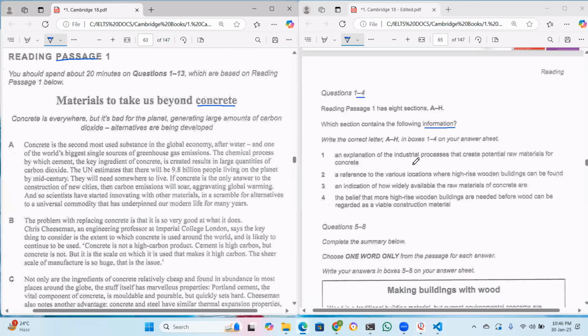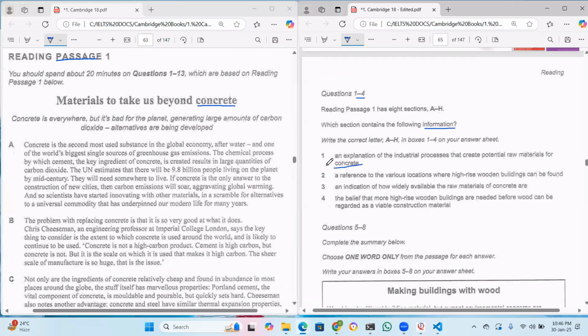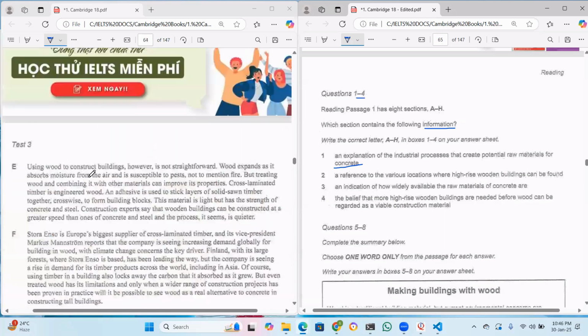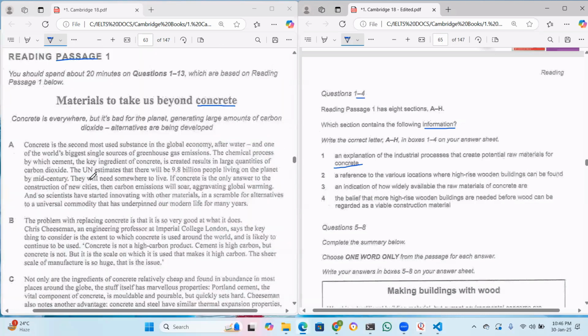If I read statement 1 and then go through the paragraphs A to H, it will take a very long time. If I read the first statement and then start searching for it in all these paragraphs, how much time will it take? It takes a lot of time and it will kill all your 20 minutes for this passage. I don't want that. I want to save some time. So what is my strategy?